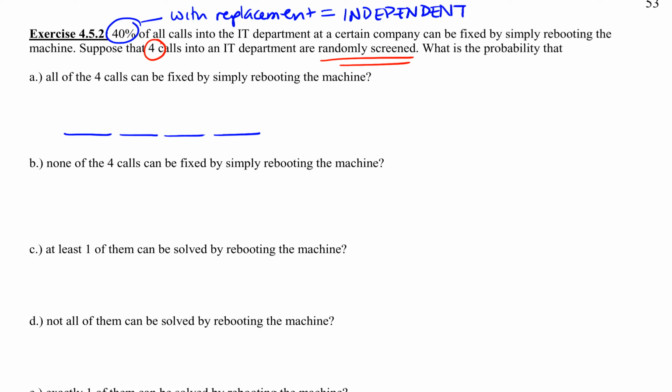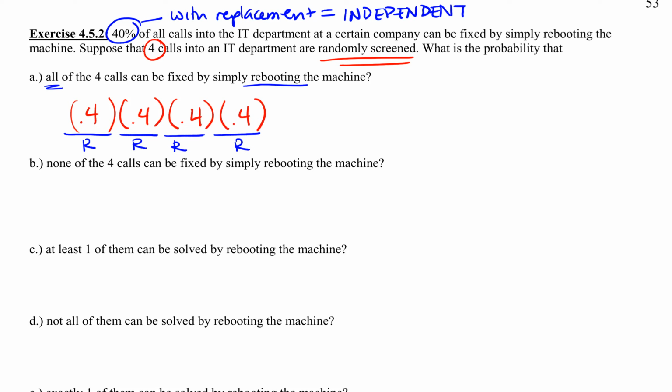So our first question says, suppose that all of the calls can be fixed by rebooting the machine. All of them. Which means call number 1 can be fixed by rebooting, call number 2 can be fixed by rebooting, 3, and 4. Well, what's the probability the first call is fixed by rebooting? It says here that 40% of calls are fixed by rebooting, so that's just 40%, 0.4. What's the probability the next call is fixed? Still 0.4.